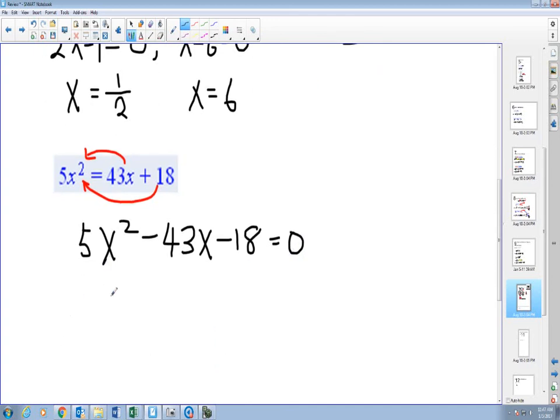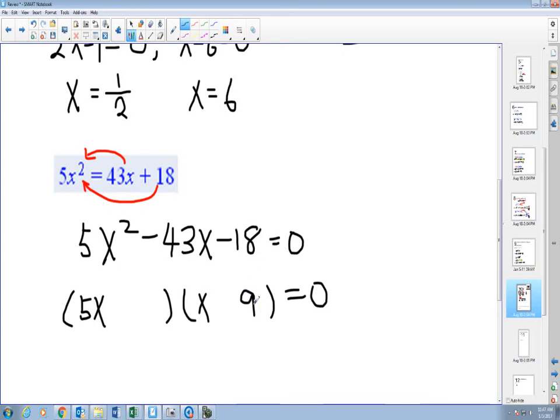Alright, let's factor. This is a trinomial here, so no greatest common factor between those 3 terms. So for the first term, 5x and x, 5 and 1. What times what is 18? I'm thinking about 9 times 2. Because I know if I put my 9 right here, see, I'm already doing my inner and outer as I'm thinking about the factor.